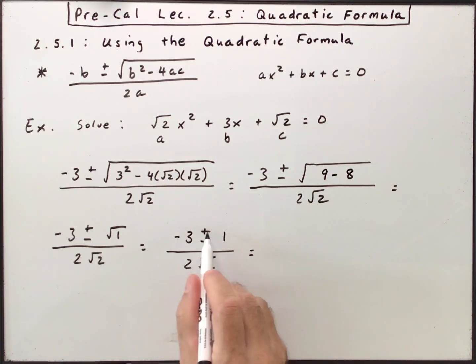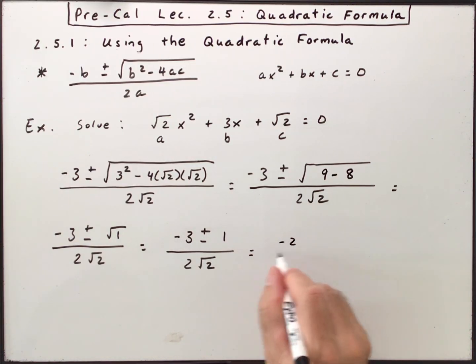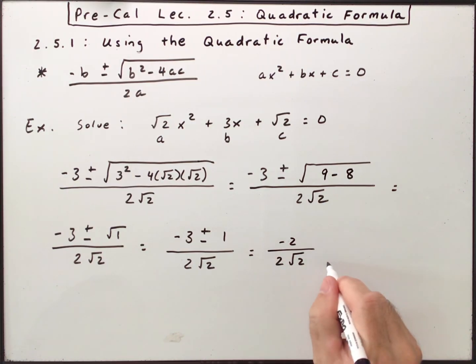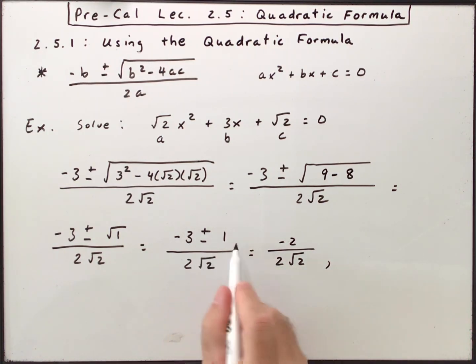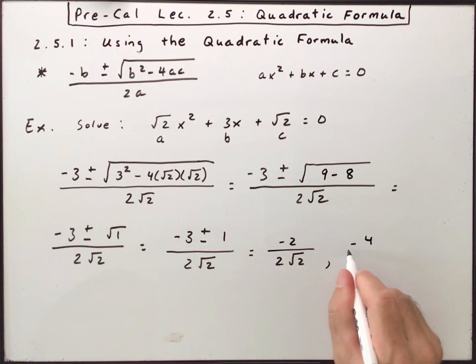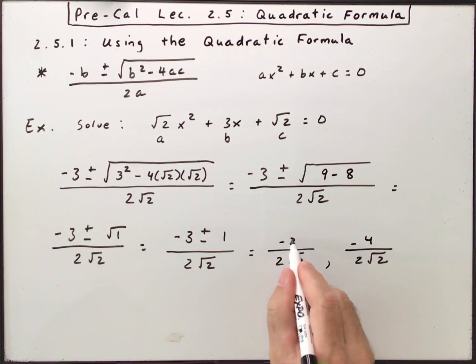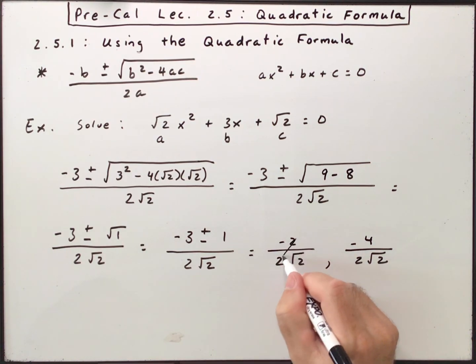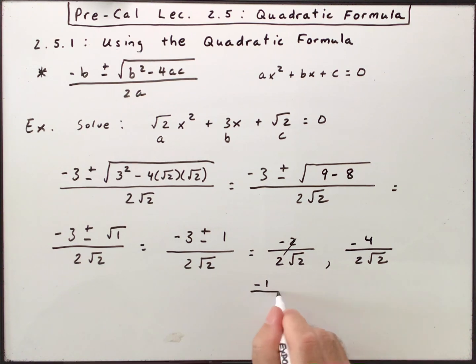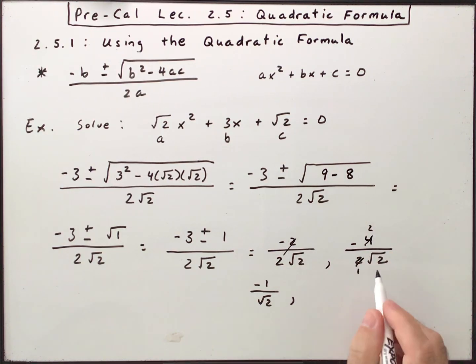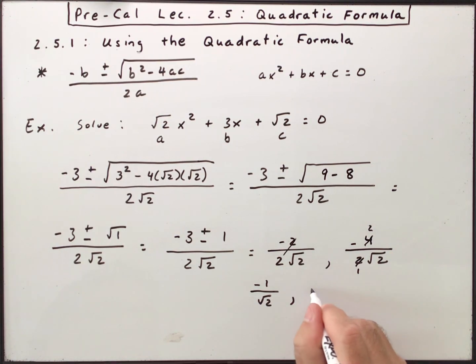So we've got two answers. Negative 3 plus 1 is negative 2 over 2 times the square root of 2. And then negative 3 minus 1 would be negative 4 over 2 times the square root of 2. Now we can simplify these a little bit. That would leave negative 2, so those would cancel and you'd have negative 1 over the square root of 2. And then negative 4, that would be 2 and 1. So you would have negative 2 over root 2.